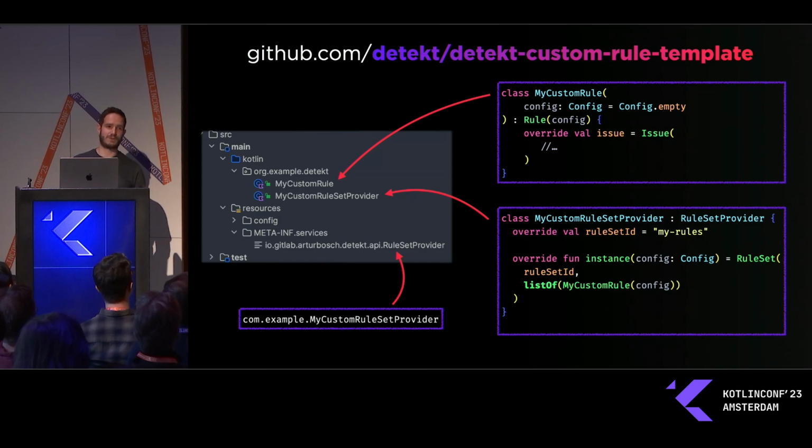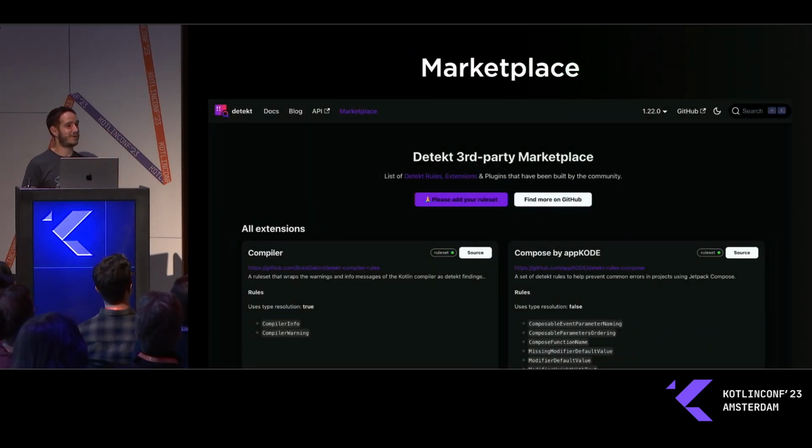And then we use the service locator pattern to specify which rule set provider needs to be loaded. Once you have those three, if you use Jetpack, you basically have your rules already published on a Maven repo, and everyone can depend on that. And this is so powerful that it inspired us to create the Detekt marketplace.